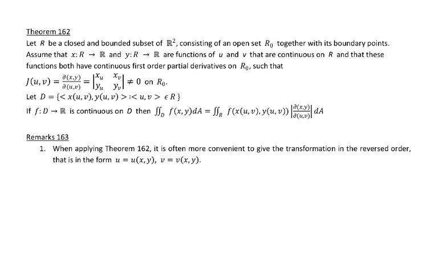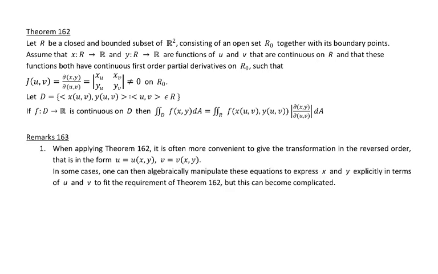The first one is that when applying Theorem 162, it is often more convenient to give the transformation in the reversed order. That is, we give u as a function of x and y, and v as a function of x and y. In some cases, one can then algebraically manipulate these equations to express x and y explicitly in terms of u and v, so that it fits the requirements of Theorem 162. But this can often become complicated.